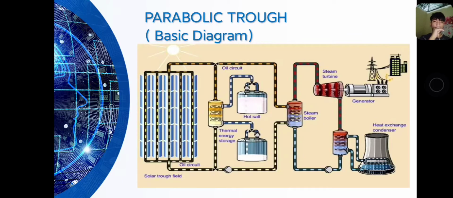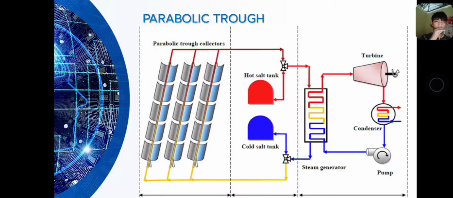So here is the parabolic trough basic diagram. So makikita natin dito yung cycle. Yung cycle ng parabolic trough is nagsisimula sa cold salt tank. Yung cold salt tank contains solar molten salt. And then it will travel through the solar collectors. And pag uminit na, is magpo-flow siya through hot salt tank kung saan doon siya maiimbak.